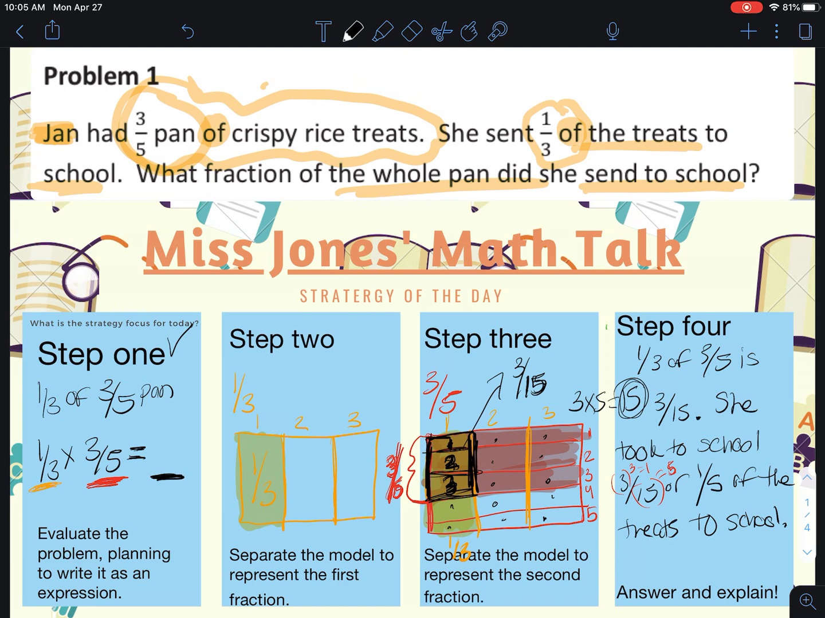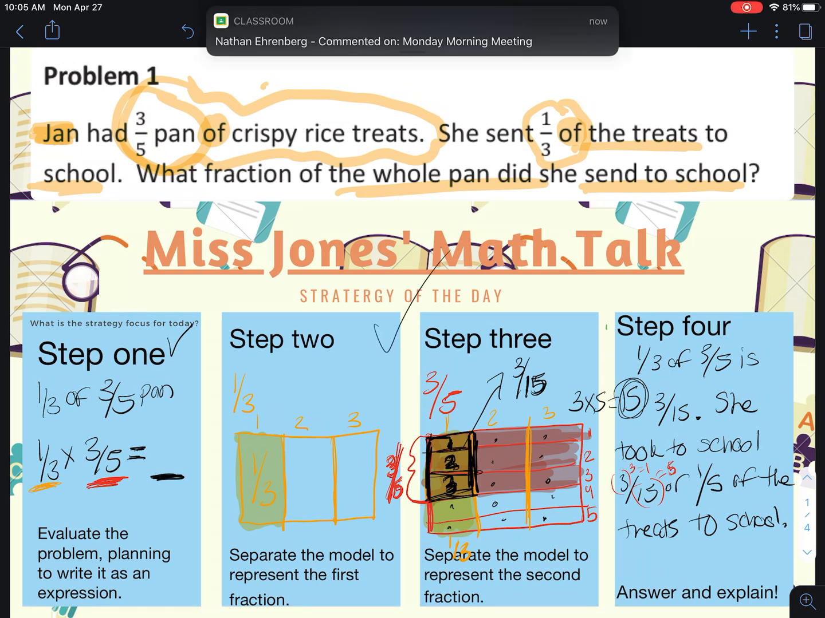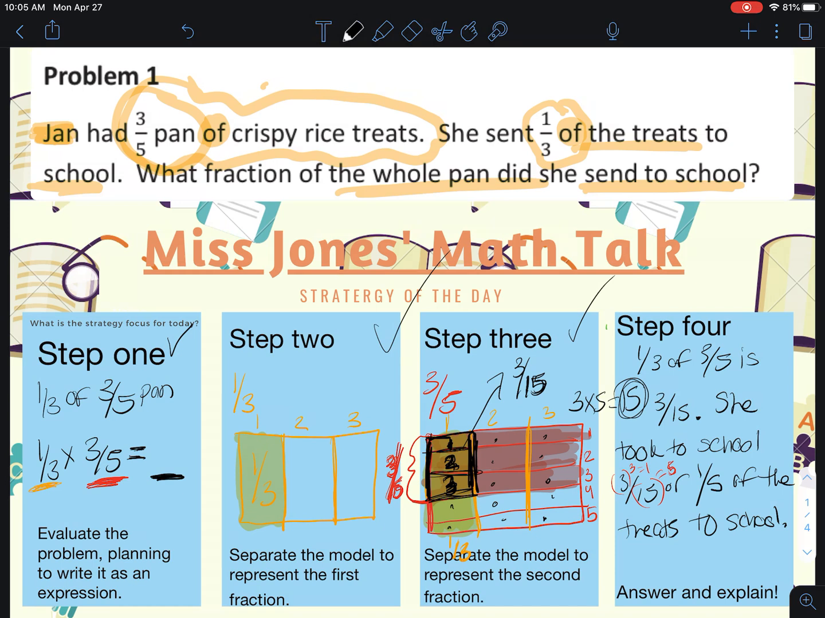So now we know that she took 1/3 of 3/5, which is 3/15. She took to school 3/15, or 1/5 of the treats to school. We know this because we did our steps. Step 1, we looked at the fraction, we pulled it out of our word problem, and created an expression. Then we represented this expression in a model using the first fraction and then second fraction. We used that model to find out the amount that was represented.